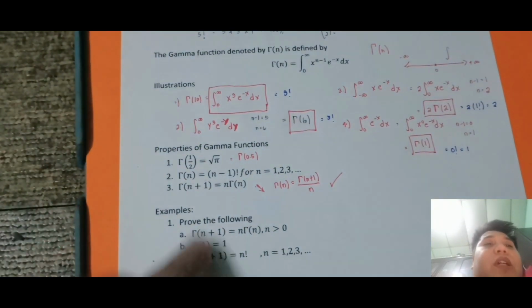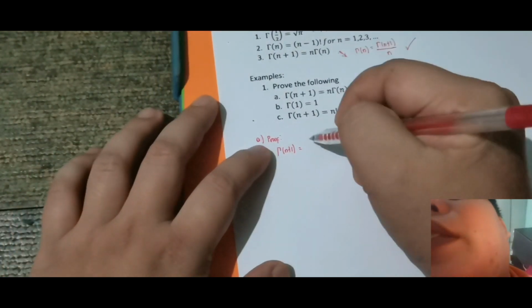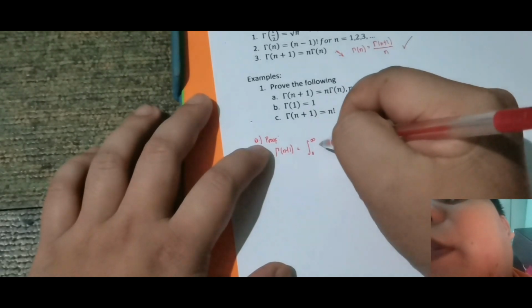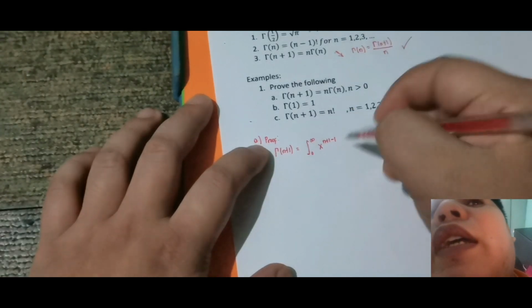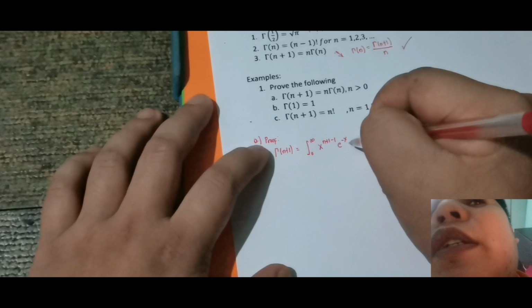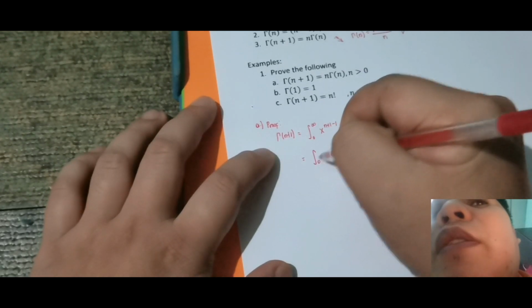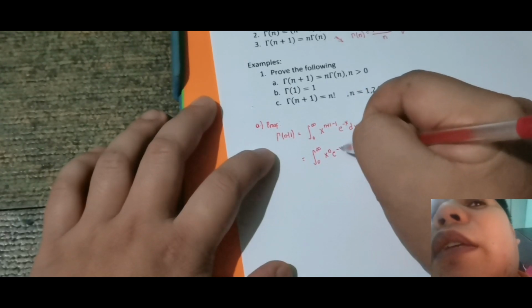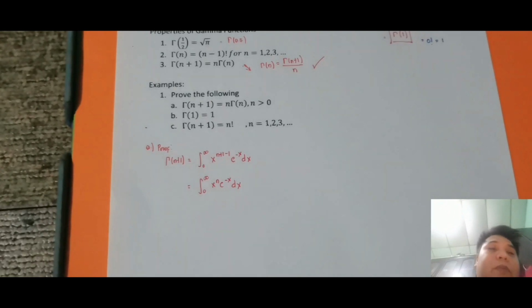Okay, let's have a proof. So, ang goal natin is from gamma of n plus 1. So, we have gamma of n plus 1. Then, by definition of gamma function, itatranslate lang natin siya into this. Okay, so since n plus 1 siya, that is x raised to n plus 1 minus 1. So, this is just equal sa integral from 0 up to infinity ng x raised to n plus 1 minus 1 e raised to negative x dx. Okay, and this is just equal sa integral from 0 up to infinity ng x raised to n e raised to negative x dx.